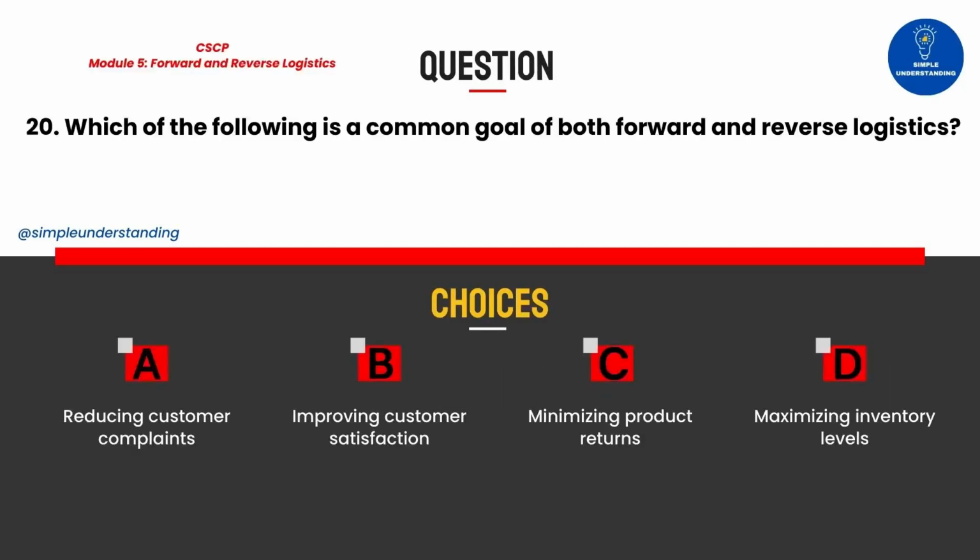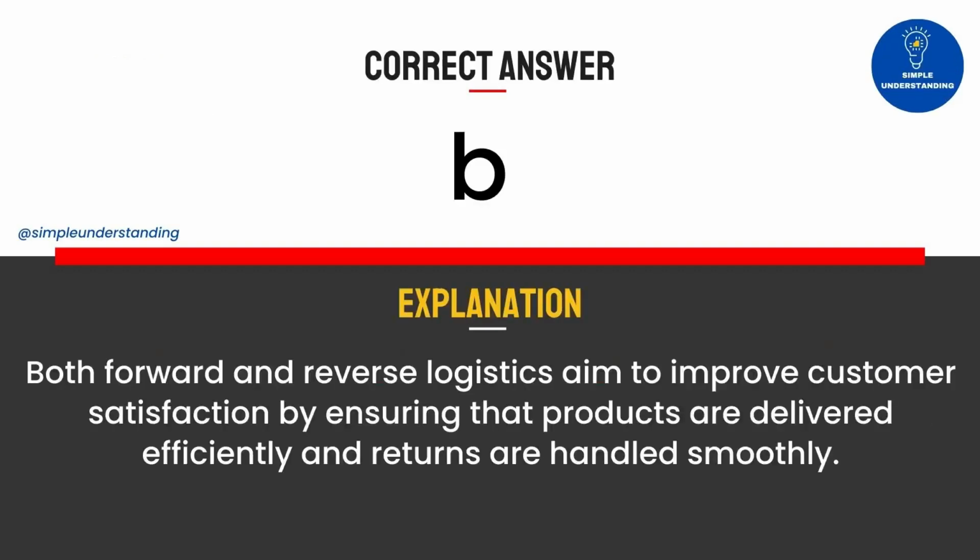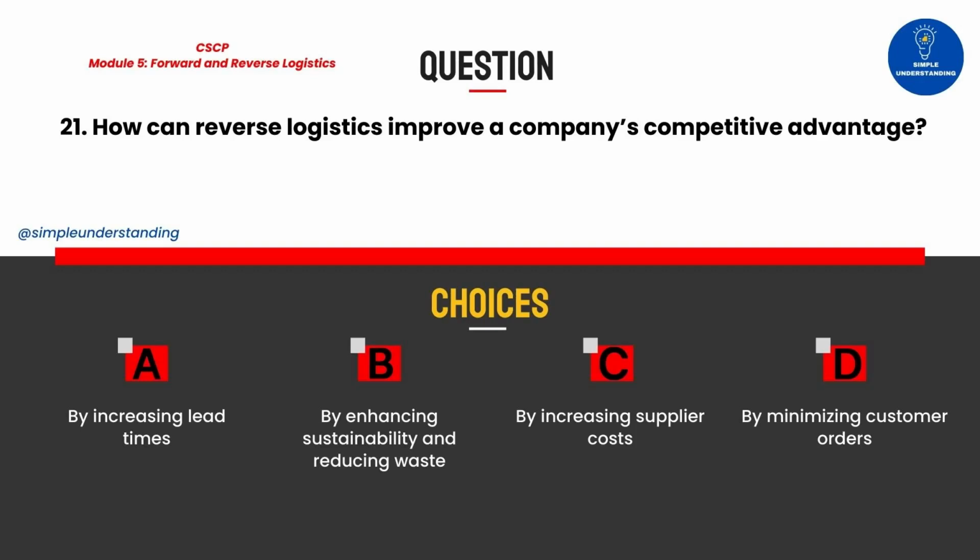20. Which of the following is a common goal of both forward and reverse logistics? A. Reducing customer complaints. B. Improving customer satisfaction. C. Minimizing product returns. D. Maximizing inventory levels. Correct answer, B. Explanation. Both forward and reverse logistics aim to improve customer satisfaction by ensuring that products are delivered efficiently and returns are handled smoothly.